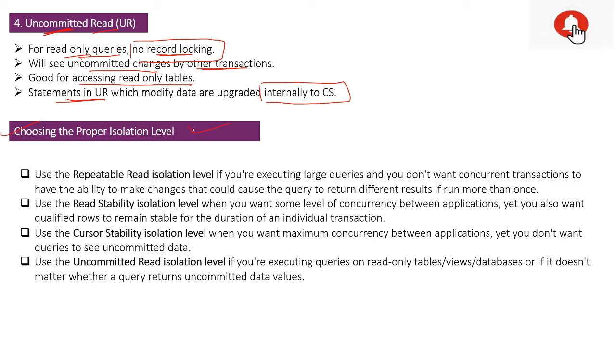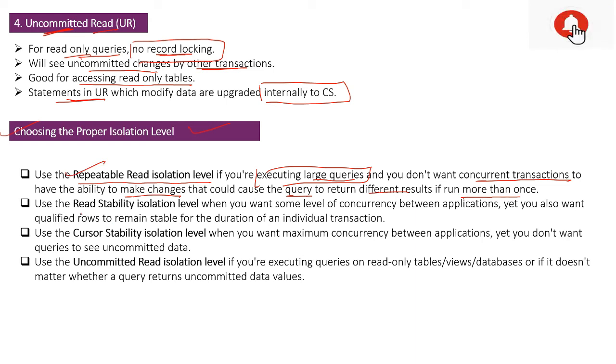How can you choose the proper isolation level? Use the repeatable read isolation level if you are executing a large query and you don't want concurrent transactions to have the ability to make changes that would cause the query to return different results if run more than once. Means if there is a large query and you do not want other concurrent transactions to update your data, this level is preferable.